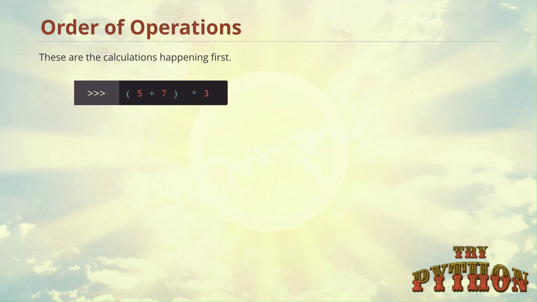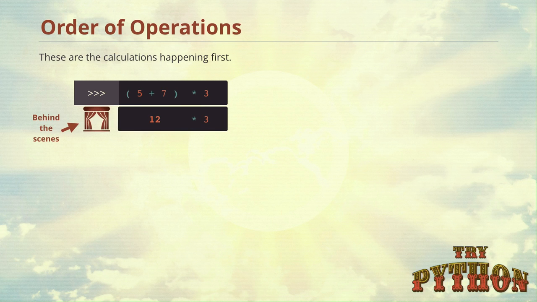In Python, just like any programming language, the order of operations matters. In the expression on the left, 5 plus 7 is evaluated first because of the parentheses. Then behind the scenes, we have 12 times 3 with a final result of 36. Anytime you see this icon, that means we're showing you behind the scenes steps.